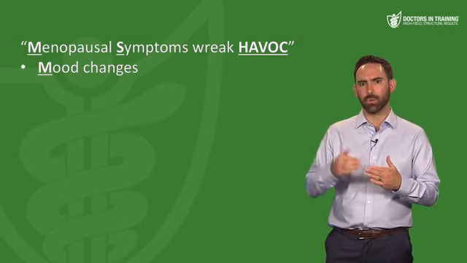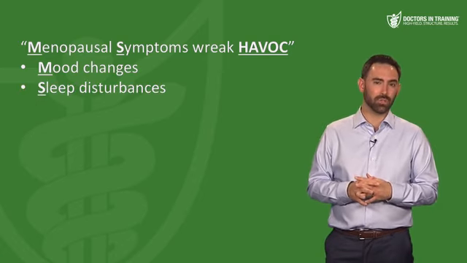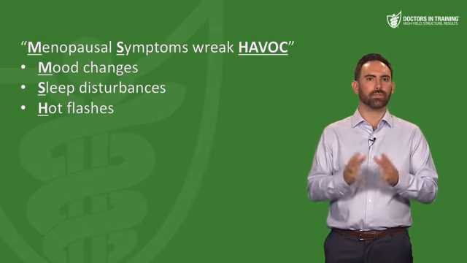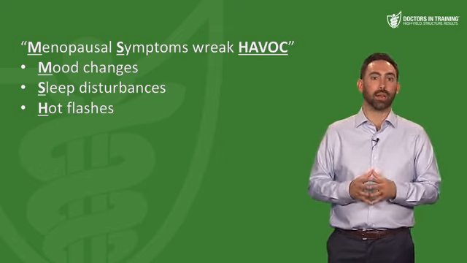The M is for mood changes, especially depression. The S is for sleep disturbances. H is for hot flashes, which are also known as vasomotor symptoms. These are the symptoms that women will complain about the most.